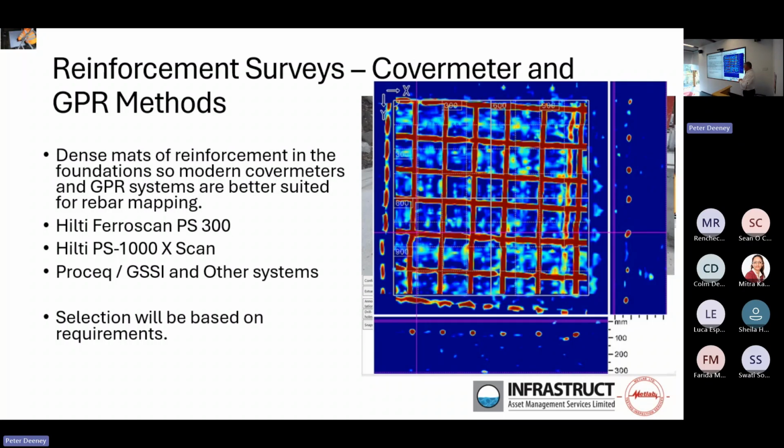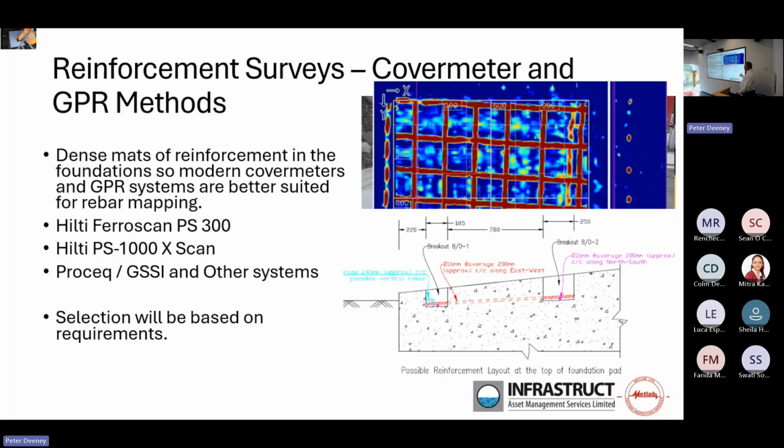And again, there's lots of different systems, Proceq, GSSI, Hilti, they all have variations on a theme. This is just one. But ultimately, whatever system you want to get, you've got to think of it from a structural point of view. Where is the reinforcement? What condition is it in? And this is the type of information we want to be presenting to the structural engineers who are going to do the assessment after we're finished.